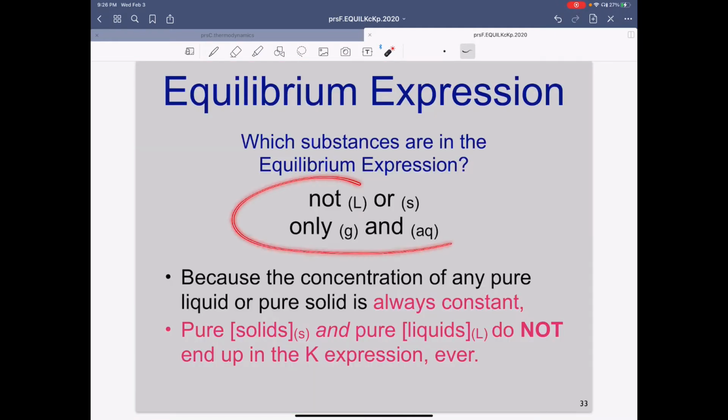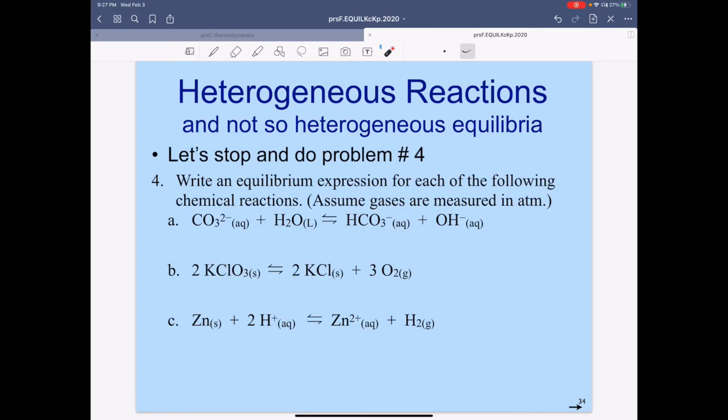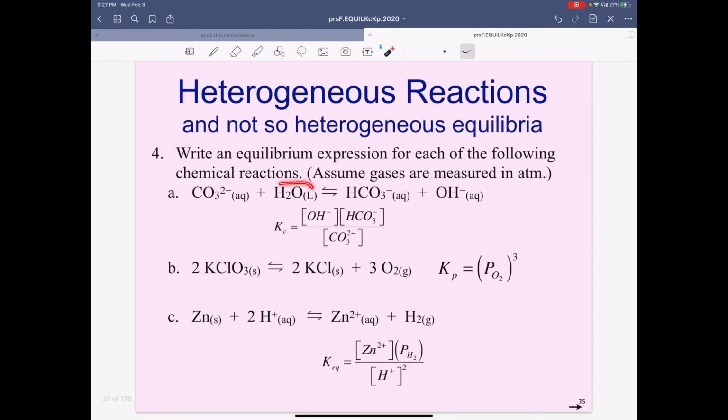Let's remember that no solids or liquids in the equilibrium expression, only gases, only aqueous. We saw that when we were discussing Q earlier. You may be asked, however, to watch out for that. We have to pay close attention, pause the video, and see if you can write the equilibrium expression for these 3 reactions. Hopefully you notice that you should leave water out of this expression. It's not in the denominator because it's a pure liquid.